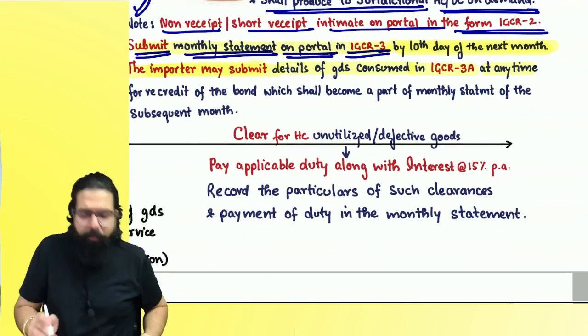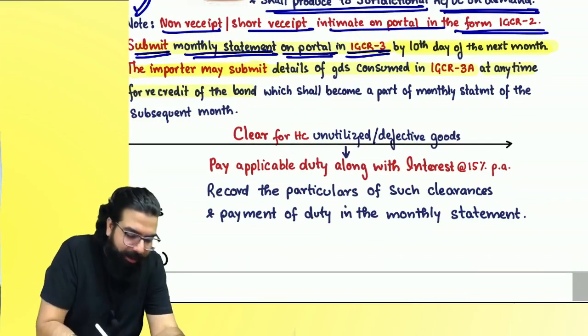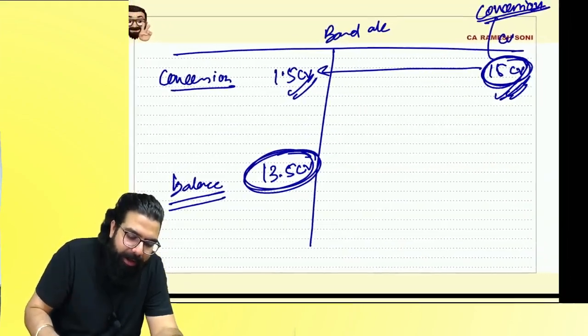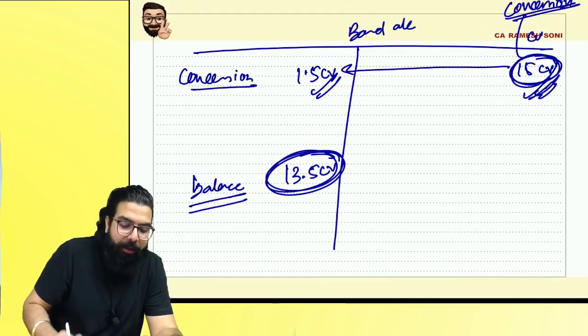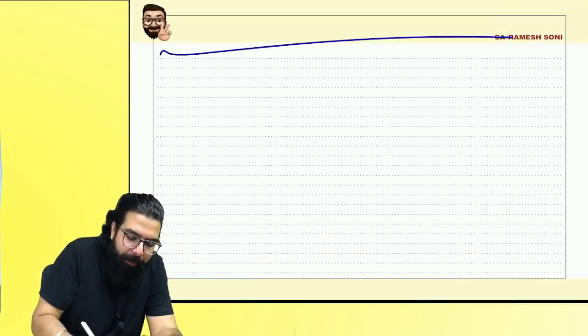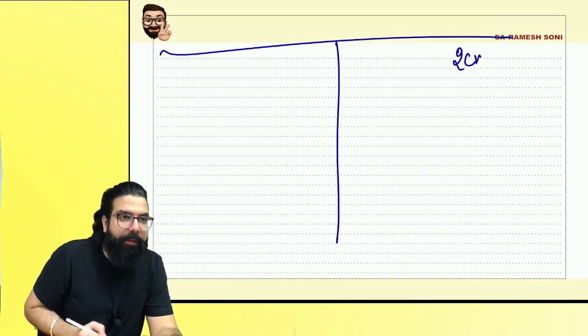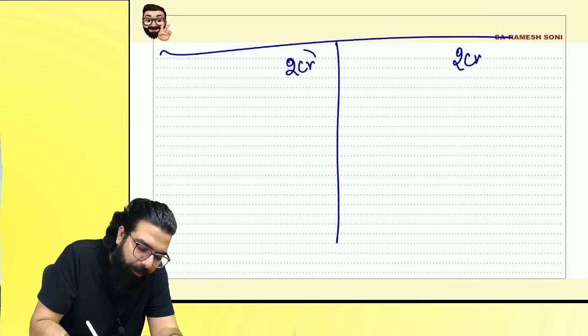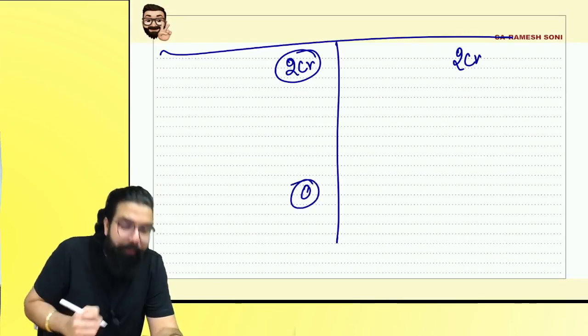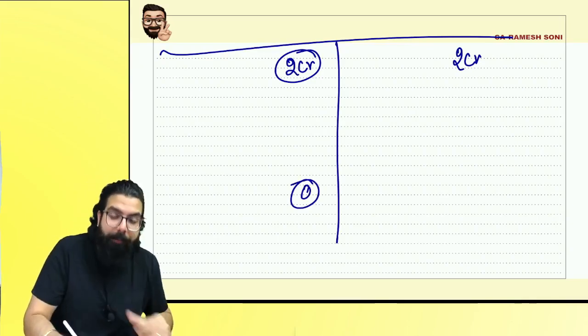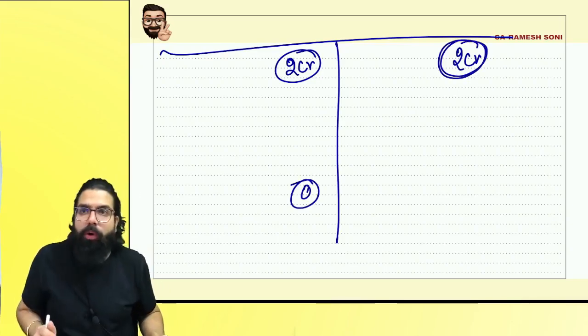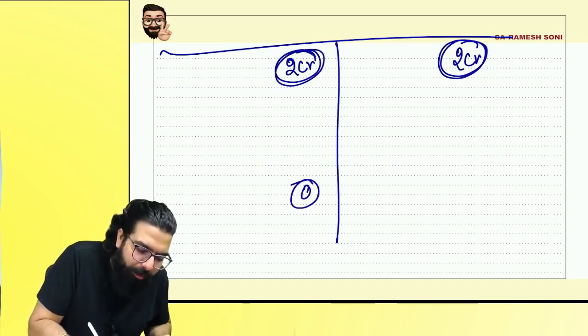Okay, I'll tell you, everyone, about recredit of the bond. Listen to me very carefully. For example, when I imported, I had given a bond of 2 crore rupees and I have already utilized my bond of 2 crore. How much is the balance? Zero. Now, what happened? I got a concession of 2 crore. A bond of 2 crore was given. The bond was debited with 2 crore.